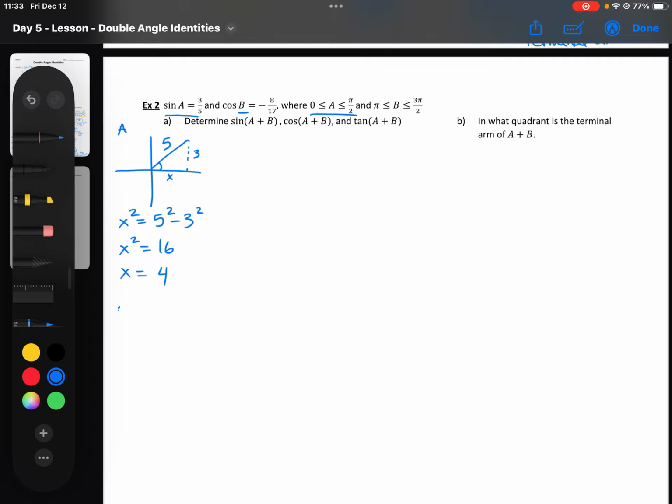And then I'm going to set up my primary trig ratios. So sine A is given to me in the question. Cos A is my adjacent side over the hypotenuse. And then tan A is going to be my opposite side over the adjacent. I'm going to repeat the same thing for B.